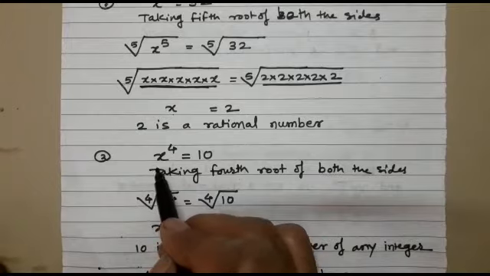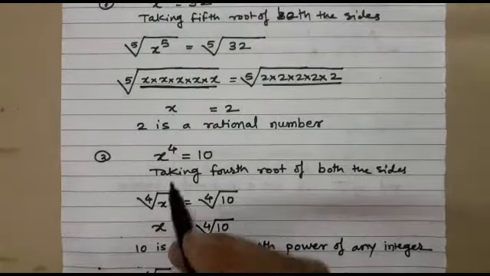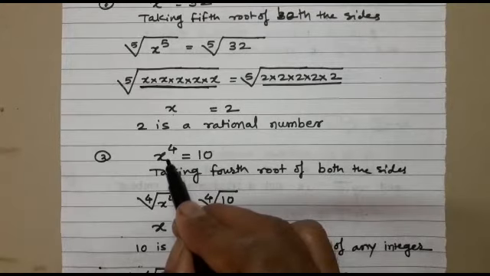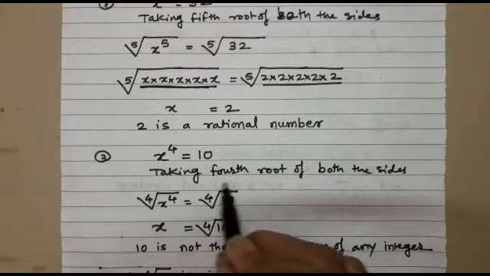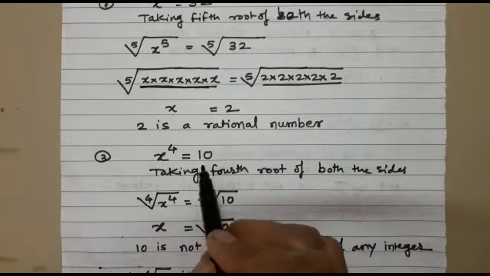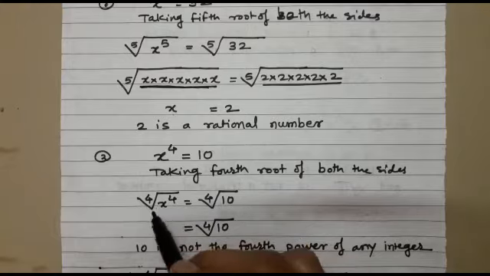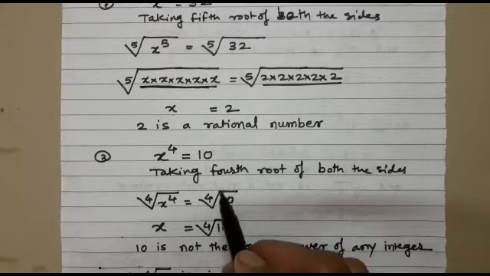Now x raised to 4 is equal to 10. To get the value of x, I have to find out the fourth root of this. That's why I am taking fourth root of both the sides. Write down LHS and RHS in the fourth root. Fourth root of x raised to 4 is equal to fourth root of 10.